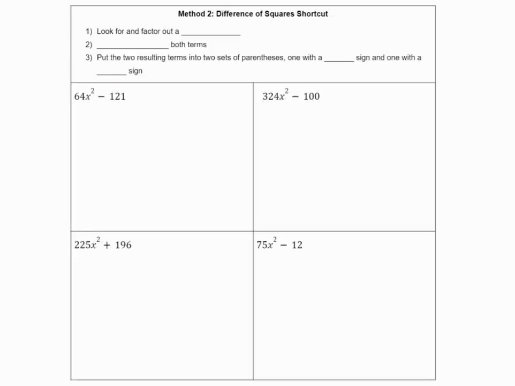Method 2 is a shortcut. We're calling this the difference of squares shortcut. So the way the difference of squares works is you're going to start, once again, by factoring out a GCF. And here's where it's going to get different. Second step is to square root both terms. Then we're going to take those two resulting terms, we're going to put them in two sets of parentheses, one with a plus sign and one with a minus sign. So let's see how that works. This actually becomes a really quick problem that way.